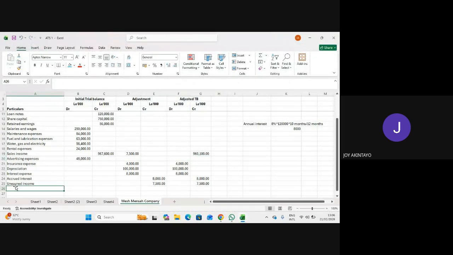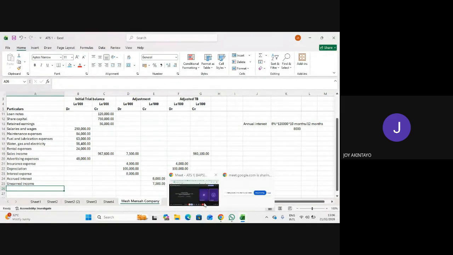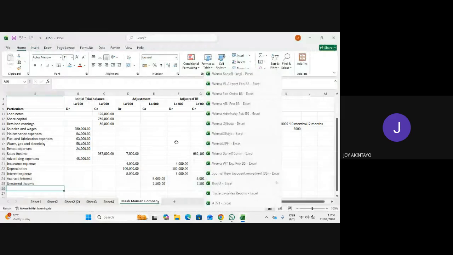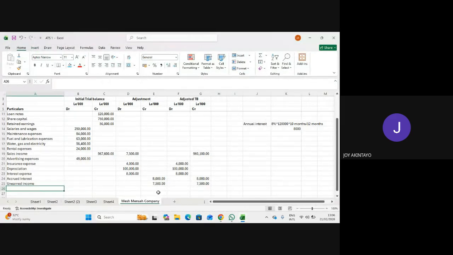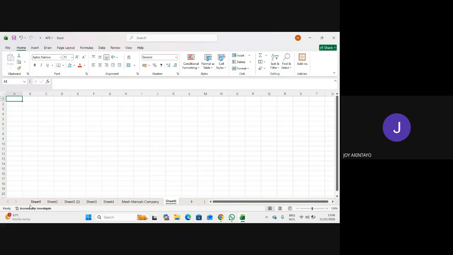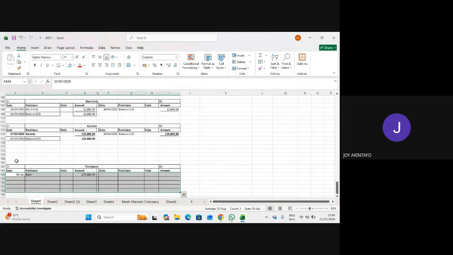So next thing, what is the next thing? We need to determine our cash book. So you come here, you can just create this here. Just pick any of these from here. We don't need to stress ourselves.